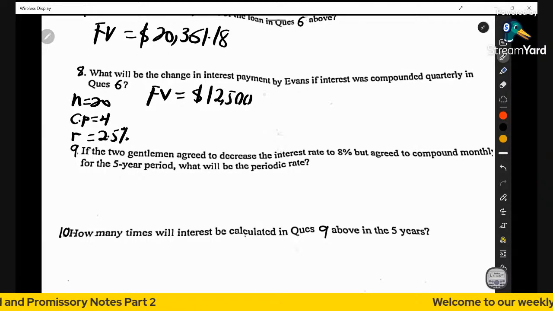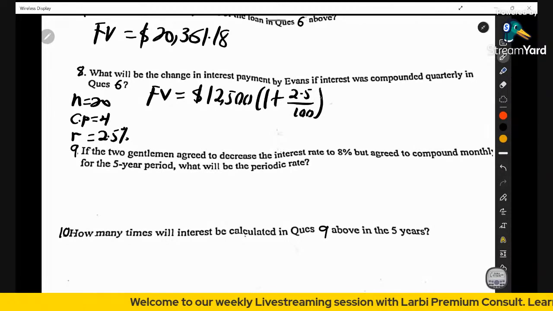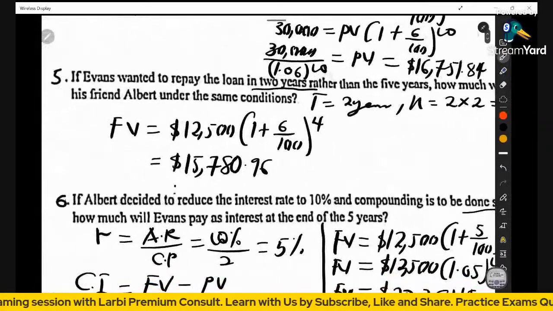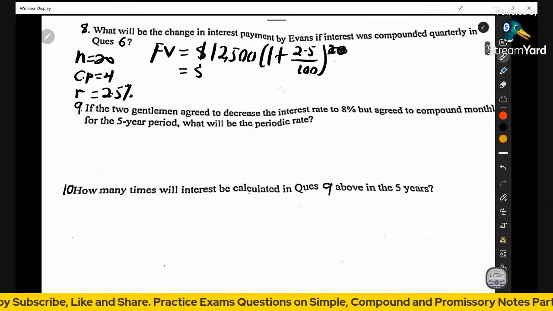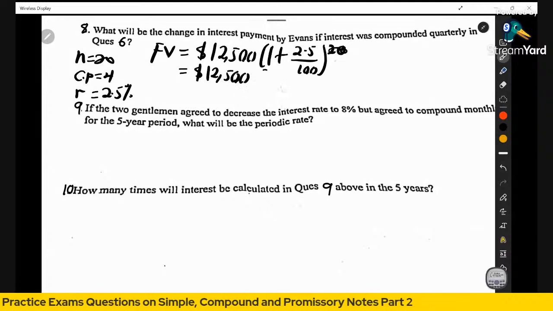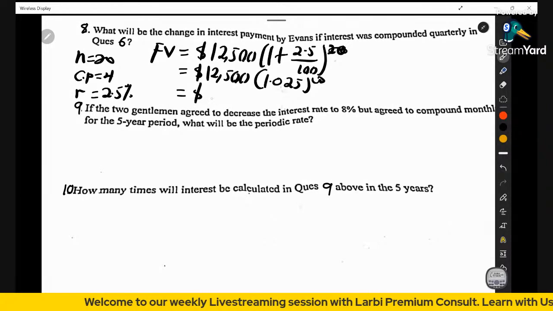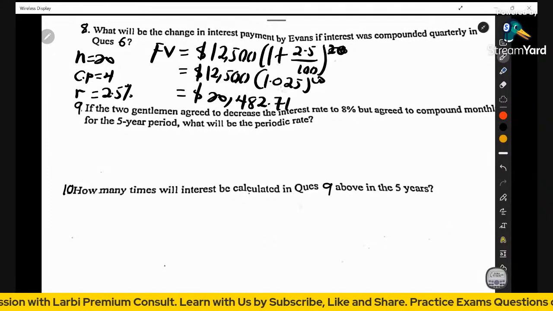1,500 multiplied by 1 plus, we know r in this case to be 2.5 divided by 100, all to the power of 20, instead of the 10 for question 6. So what are we getting? We can write this as 1,500 times 1.025 to the power of 20, if I'm right. So what are we going to get? In my case, I had a total figure of 20,482.71. So this is going to be the future value for this arrangement, compounded quarterly, right?